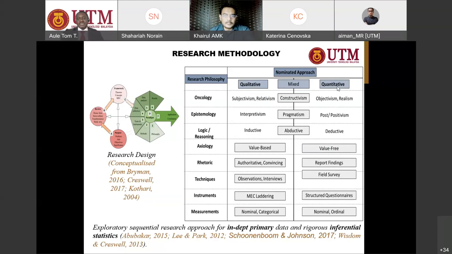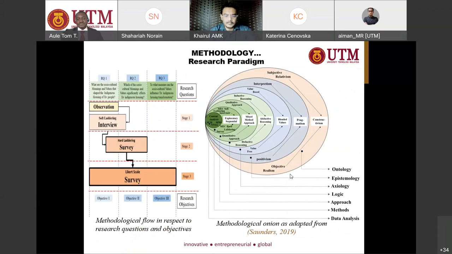So combining the two is what we call the mixed method, under different philosophies such as constructivism, the pragmatic approach, and the likes of them. In another direction, using the Saunders methodological research onion, the research also adopted the central theme of the mixed method, which is called the exploratory sequential approach.